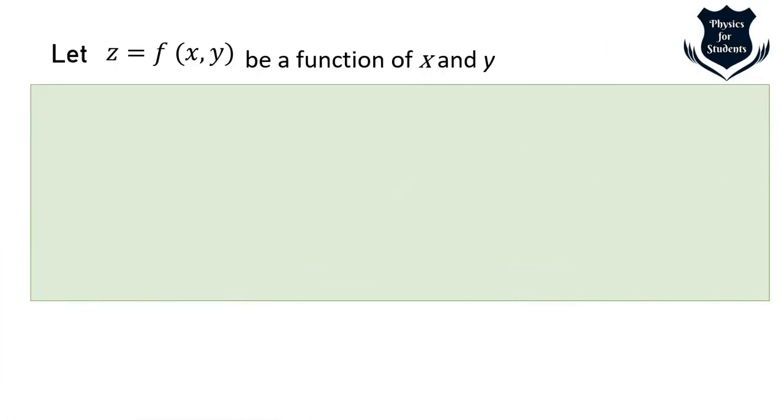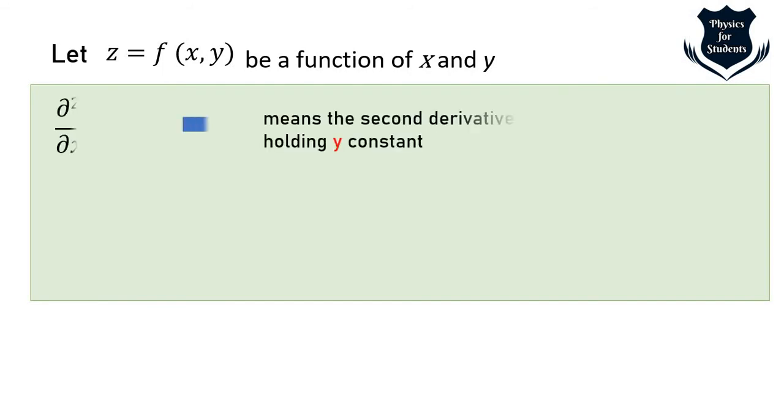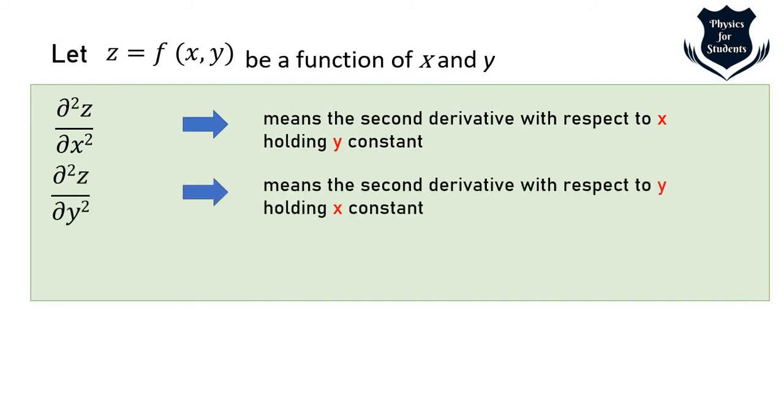Now say, for example, let z equal a function of x, y. I'm just writing so that it becomes clear. This one means the second derivative with respect to x holding y constant. So del squared z whole upon del x squared is the second derivative. It is similar to the ordinary derivative, but we are using a curly d. This other one means the second derivative with respect to y keeping x constant. Earlier it was with respect to x keeping y constant. This is y holding x constant.